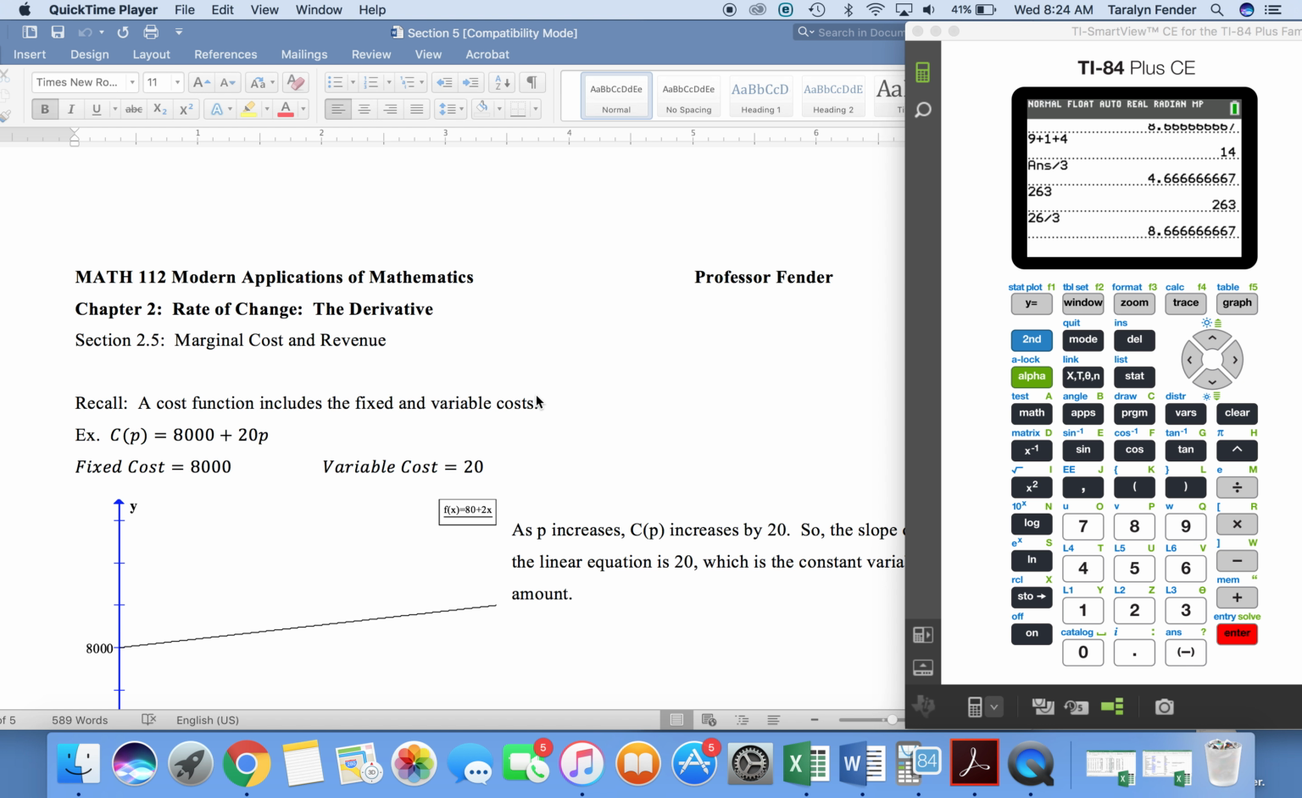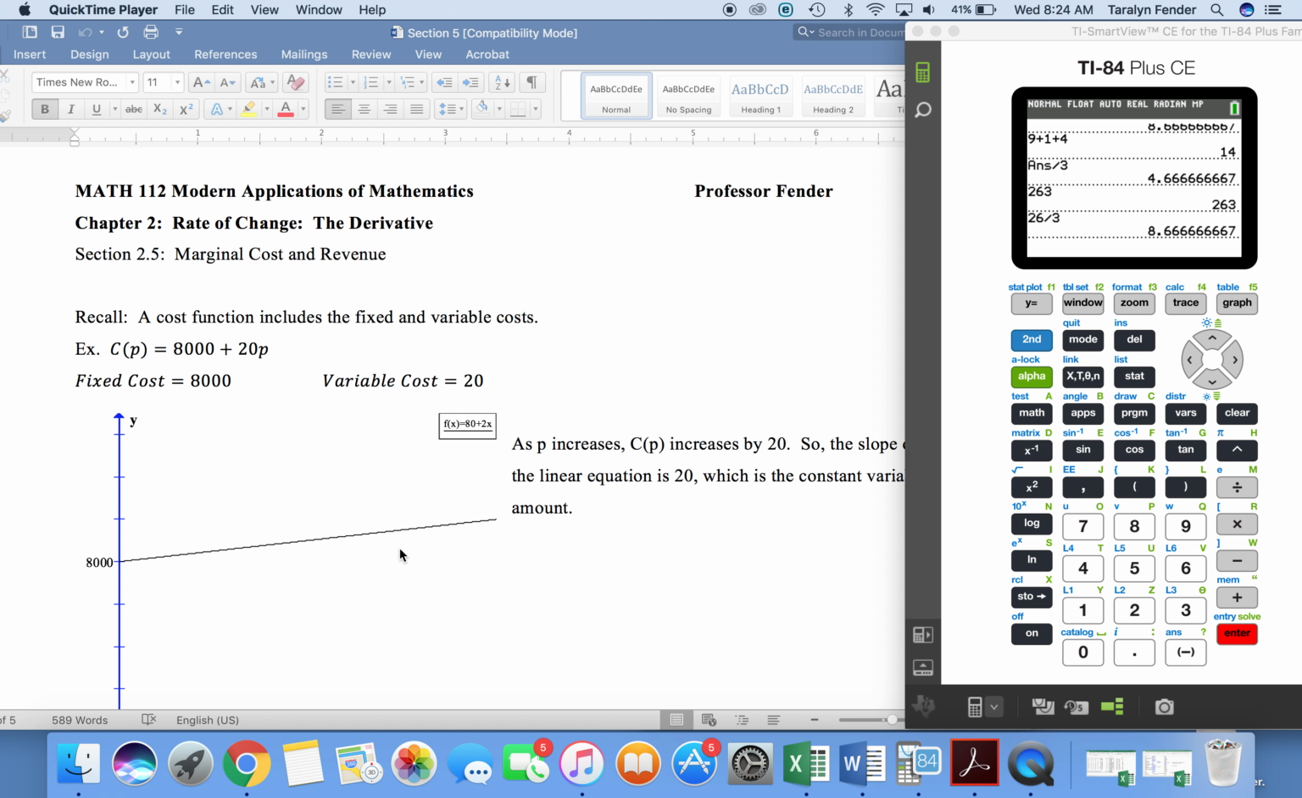and marginal revenue. And I'm going to go through a few graphs to help you understand a little bit about marginal cost and marginal revenue. The cost function includes fixed cost and variable cost, and we've talked about that before. So the fixed costs are $8,000 and the variable cost is $20 per item.